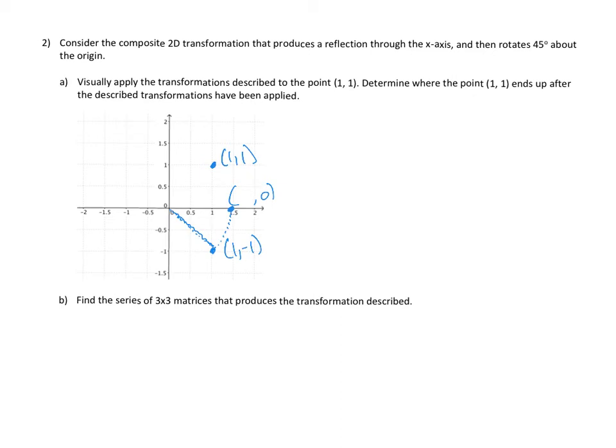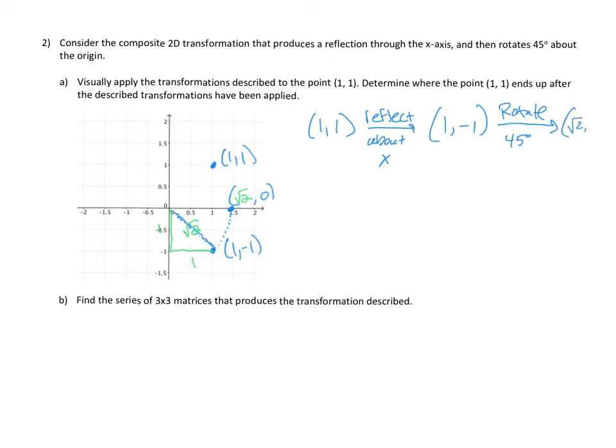So we need to figure out what this radius is to figure out where it lands on the x-axis. So I could make a right triangle. This is 1, this is 1, which means that this hypotenuse is root 2. So this is a root 2 here. So if I write out what I did, I started with 1, 1. I did a reflection about the x-axis, and I landed at 1, negative 1. Then I rotate 45 degrees, and I land at root 2, comma 0.